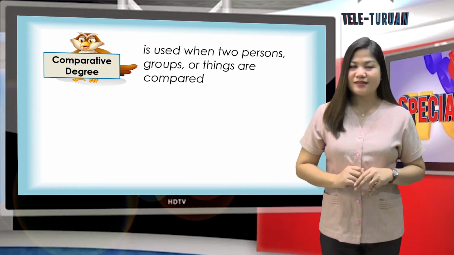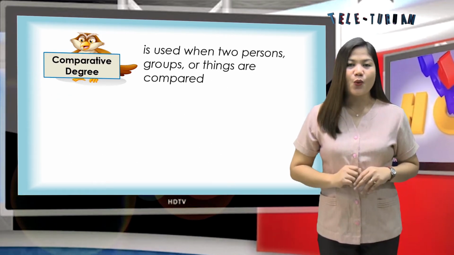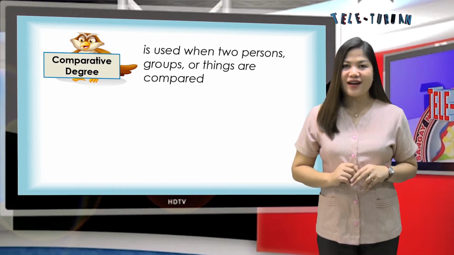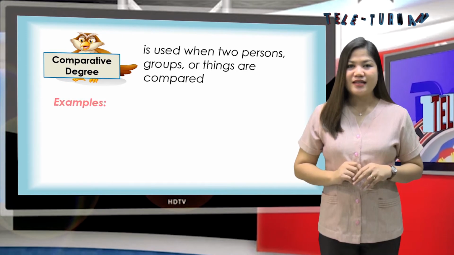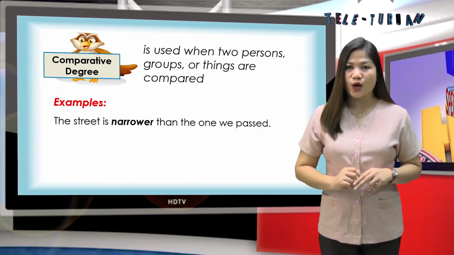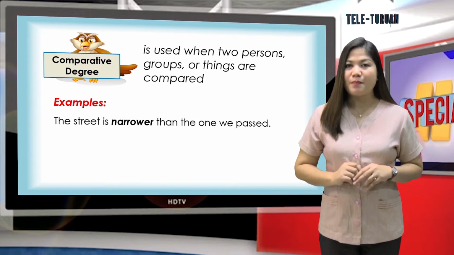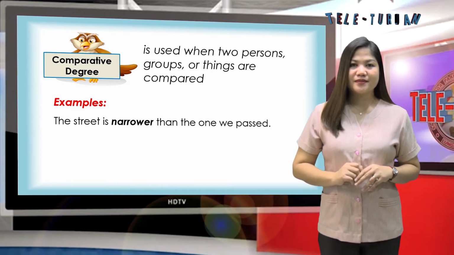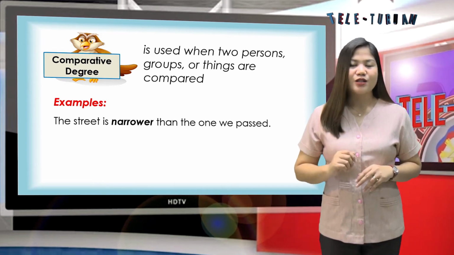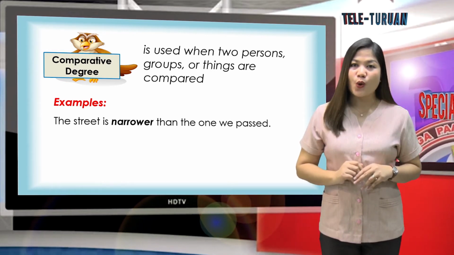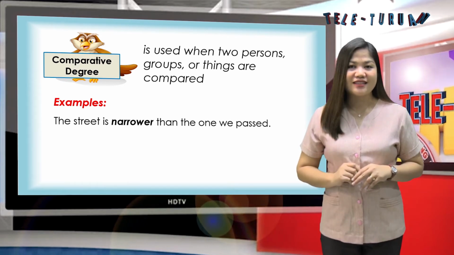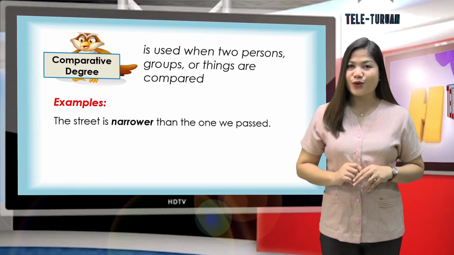Comparative degree is used when 2 persons, groups, or things are compared. Example: the street is narrower than the one we passed. Remember, we add er to the adjective to show comparison. The word than is placed after the adjective.